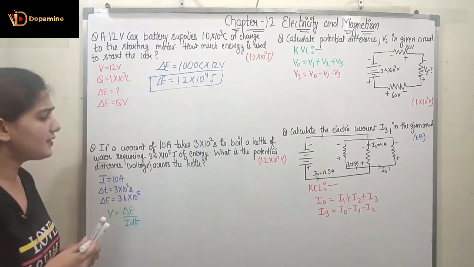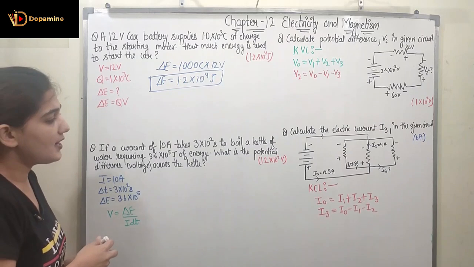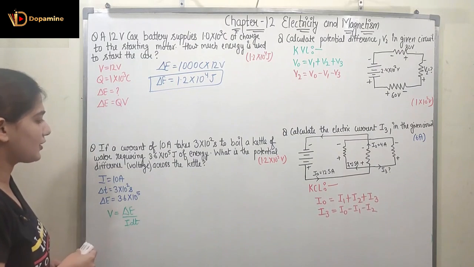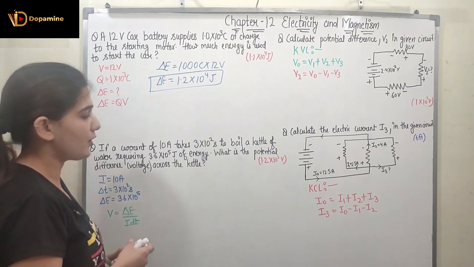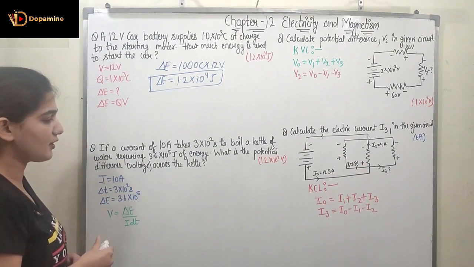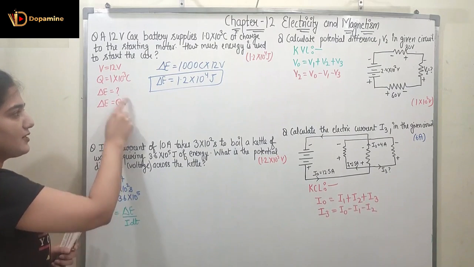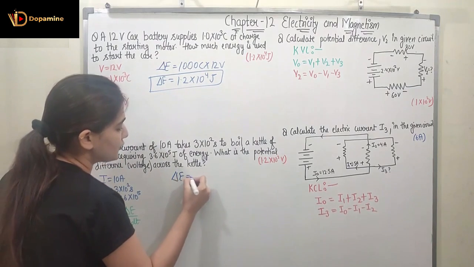Now moving on to the next problem. It states: if a current of 10 ampere takes 3 × 10^2 seconds to boil a kettle of water requiring 3.6 × 10^5 joule of energy, what is the potential difference or voltage across the kettle? Here we have to find the potential difference. We know the formula, delta E is equal to Q times V.